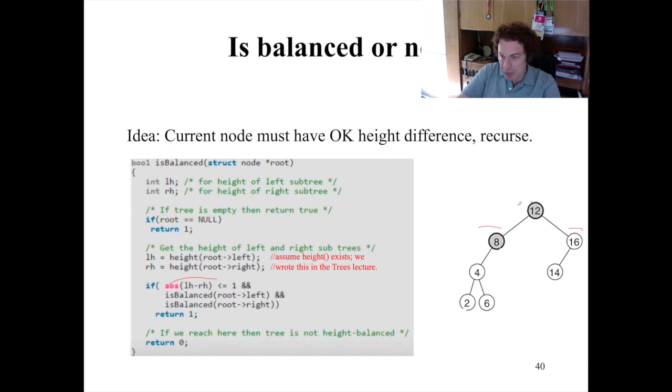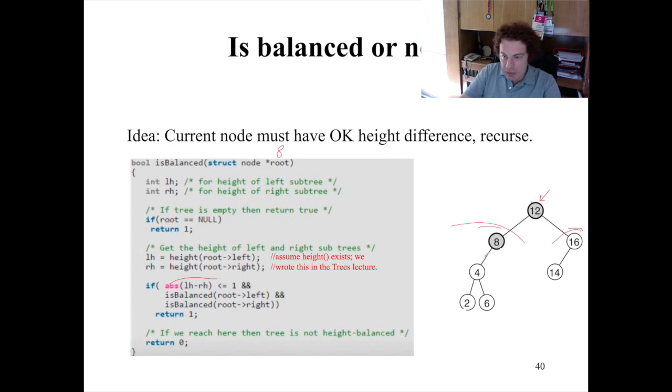But in this example, for instance, there is no bad height difference because the height of the left subtree will be 2 and right will be 1. So I will then test recursively the balance situation in the left subtree as well as in the right subtree. Even if this node is balanced, there may be problems below. And in this example, I put it like this on purpose because there is a problem here. So when I call this function with the node 8 here, again, it's not null.